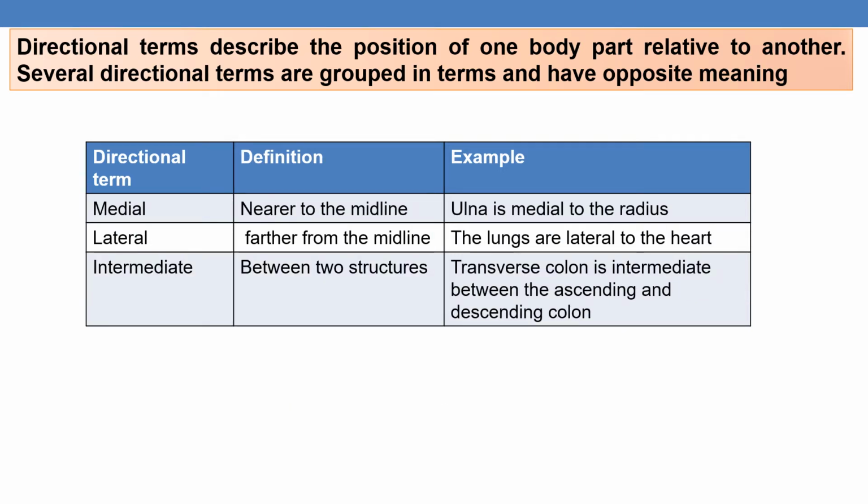Now the next term is medial, nearer to the midline. For example, ulna is medial to radius. The next is lateral, farther from the midline. The lungs are lateral to the heart. This is an example. Next is intermediate, that is between two structures. For example, transverse colon is intermediate between the ascending and the descending colon.